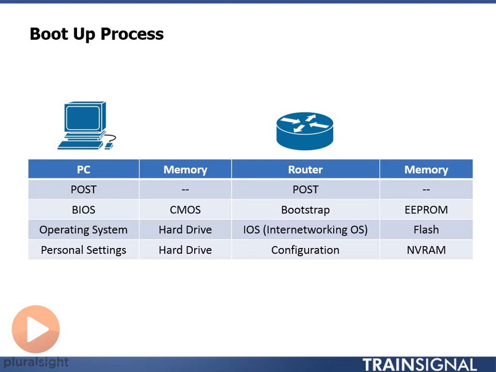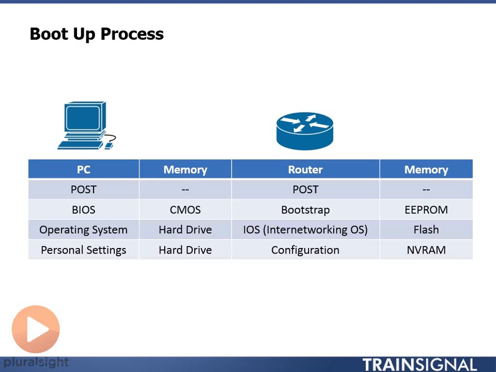All right, let's take a look at the router and how it boots up and what memory is used. Post, once again, is built into the hardware. No memory required for that. The bootstrap is located in a place called EEPROM. Now, EEPROM is a type of ROM, read-only memory. But it's a type of read-only memory that's actually a contradiction of itself, because EEPROM stands for Electronically Erasable Programmable Read-Only Memory. So it's read-only memory that we can erase and rewrite to, much like CMOS.